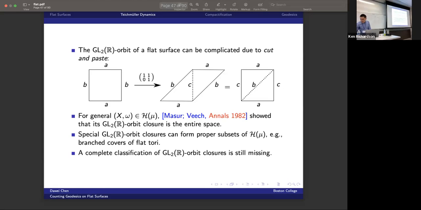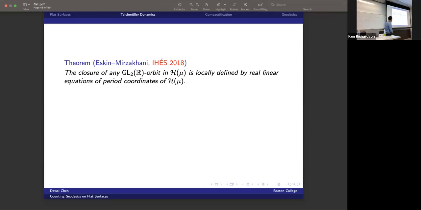I'd like to mention one really big fundamental result in the field in recent years. It's a structure theorem due to Eskin and Mirzakhani. Although, as I mentioned on the last slide, we don't know the complete classification of these orbit closures, nevertheless, if you give me any one, at least I can tell you it's a nice object. The theorem tells us that for any orbit closure, whether it's the total space or some smaller subset, it always behaves locally like a subspace of a vector space.